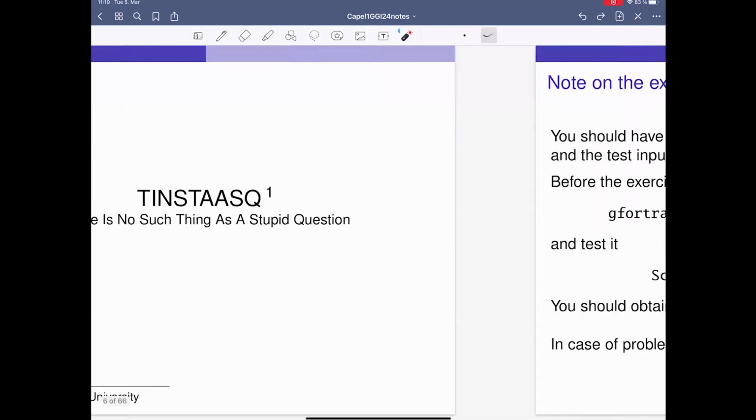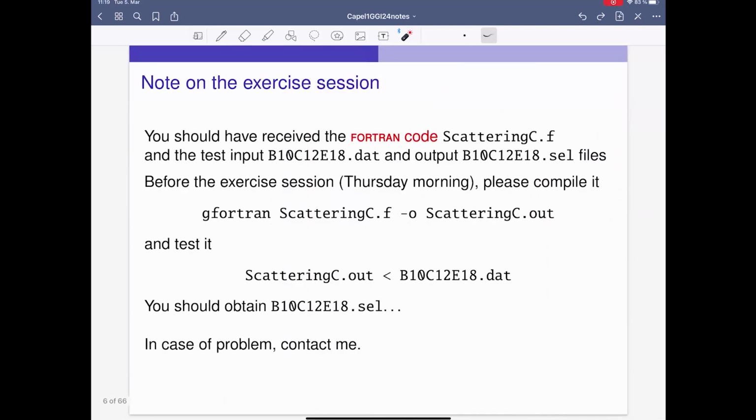So just before we start, for the exercise session, there is a Fortran code. I'm sorry, I'm definitely from the past century, and so I still code in Fortran. And there is a code which is scattering C. Scattering C is scattering complex, so it uses a complex potential, an optical potential. You should download it and try to compile it.